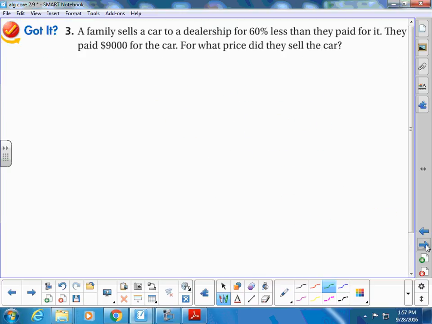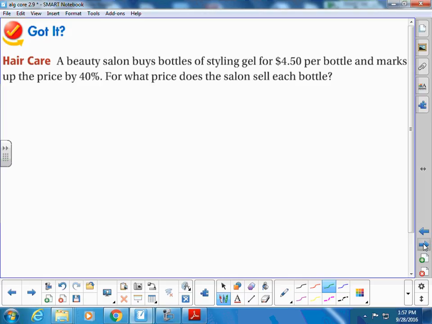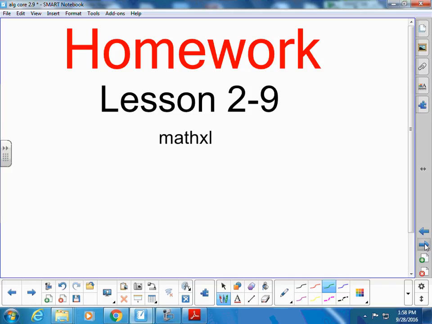So you try this one and we'll check it when you come back. And this one also. And that will be it for 2.9. Another section done.